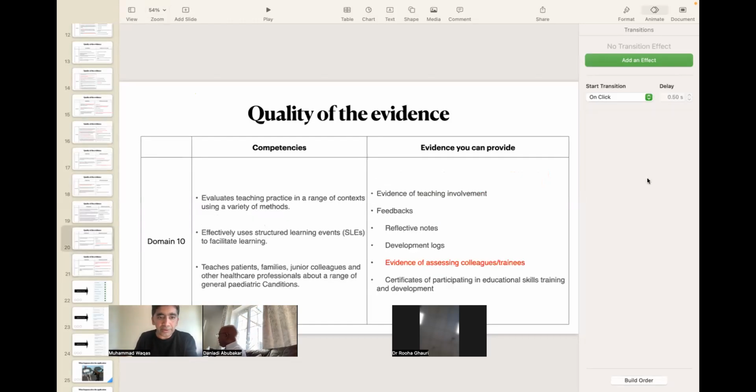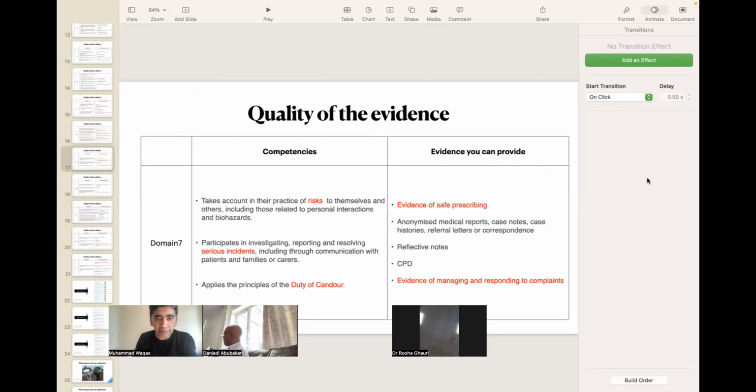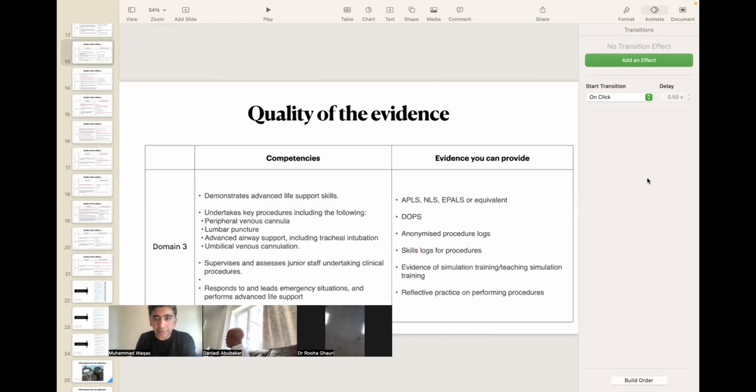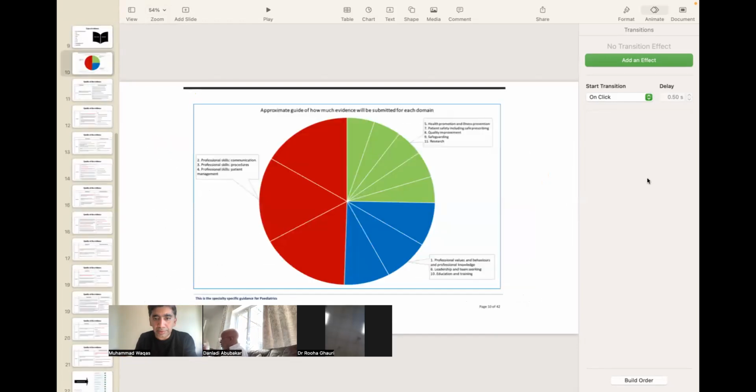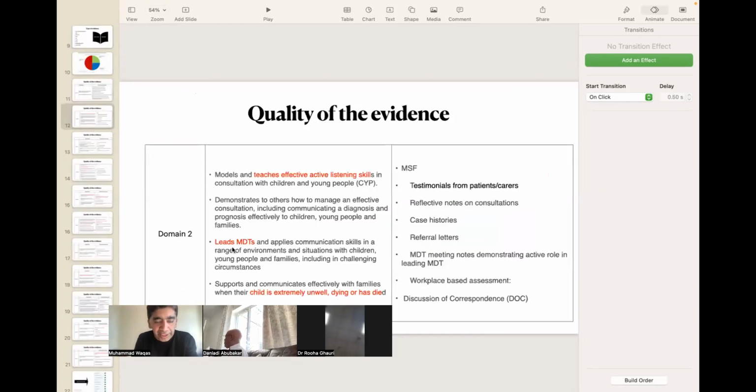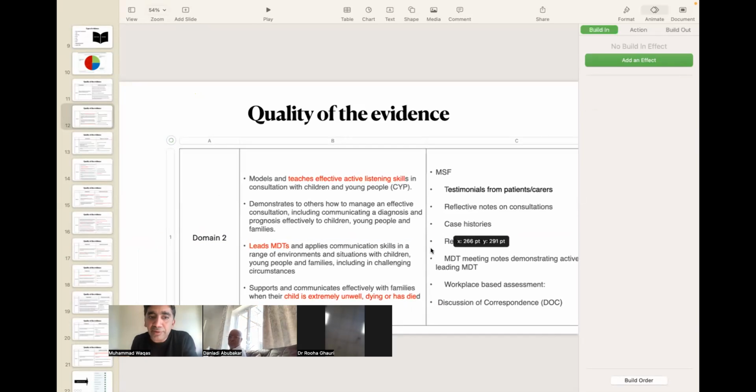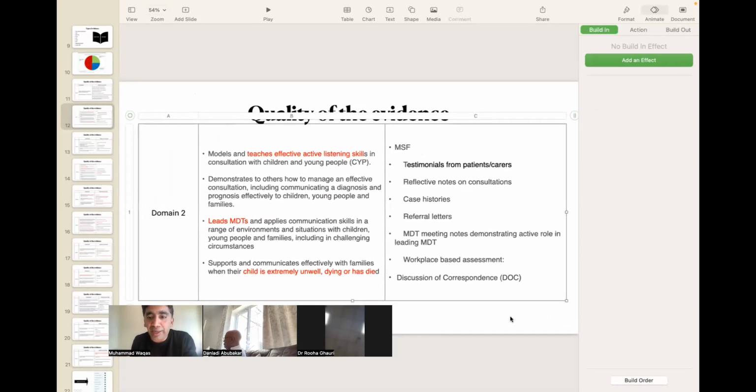Let me see. So what does it say in MDTs? Are you seeing the screen? Yeah, I can see it. It says leads MDTs and applies communication skills in a range of environments and situations with children, young people, and families, including in challenging circumstances. Okay. So MDT meeting notes demonstrating active role in leading MDT. That is what you have to provide. Now you choose how you are going to provide that.